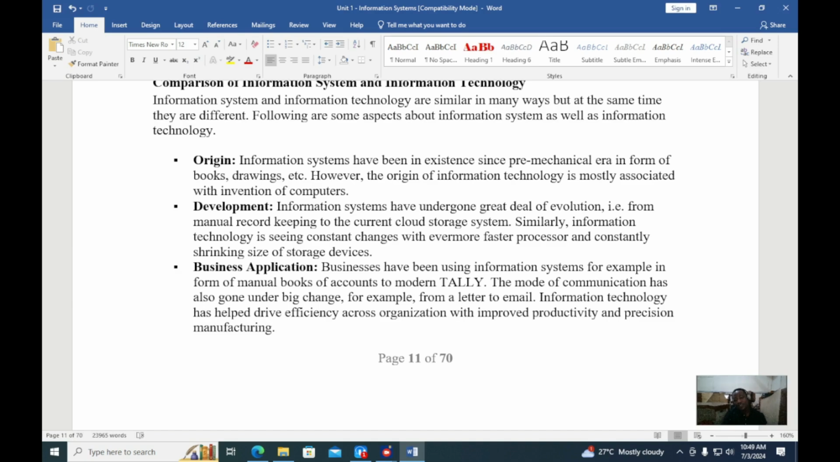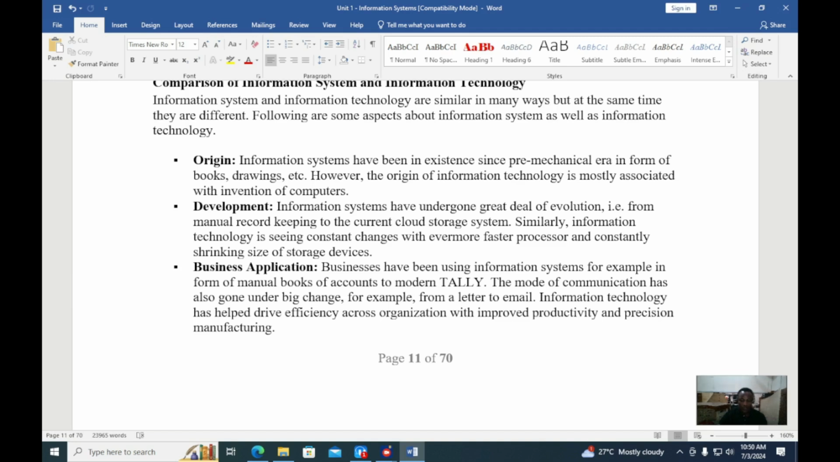We have been having information systems even before the coming of the pre-mechanical era, but we did not have information technology. From the invention of computers, information technology came in. Now let's talk about development. Information systems have gone through a very big evolution, from us having manual record keeping to currently storing information in the cloud. That is information systems.